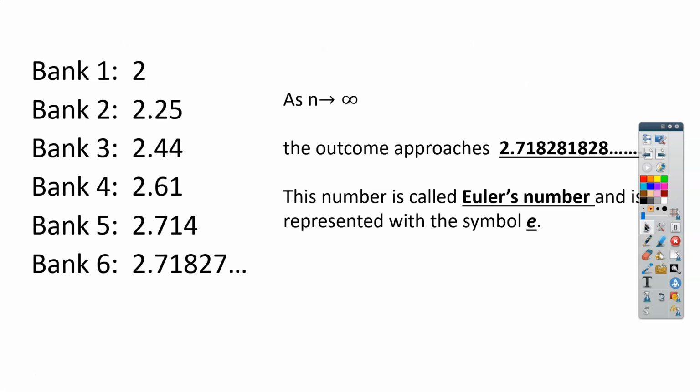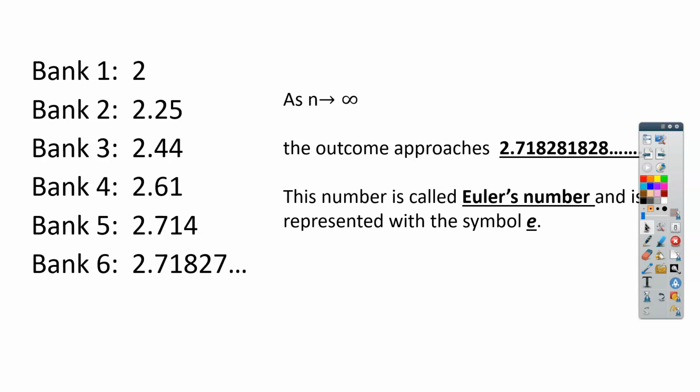So, bank 1 gives you 2. Bank 2 gives you 2.25. Bank 3 gives you 2.44. Bank 4 gives you 2.61. It's going up every time, but you'll notice it's going up less and less every time. You notice that? Like the first time it goes up a whole quarter. The next time only like 20 cents. Maybe 20 cents again there, but there's only 10 cents. And here, it's not even a cent. Okay? So what's happening is it's approaching a limit. It's not going to go up higher and higher forever. It's getting closer and closer to a number, an asymptote.